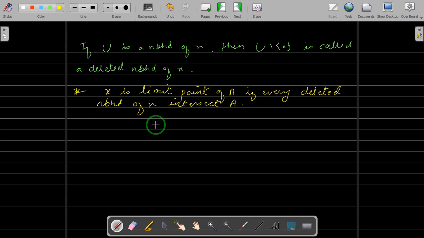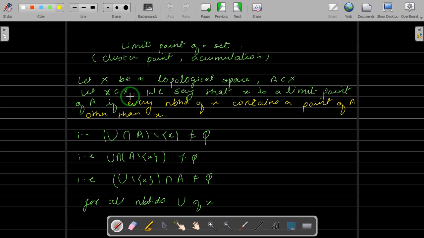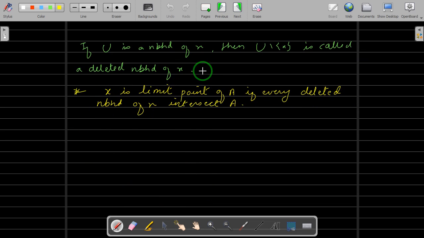You understand? Let me go back. This small x need not be in the given set. It may be outside the set. We are taking a small x from the whole space X. Then this x is called a limit point if any neighborhood of x contains a point of A other than x. Or in other words, x is the limit point of A if every deleted neighborhood of x intersects A. That's how we define the limit point of A.